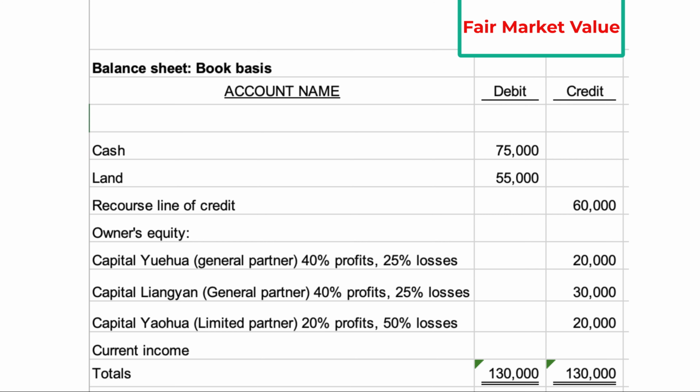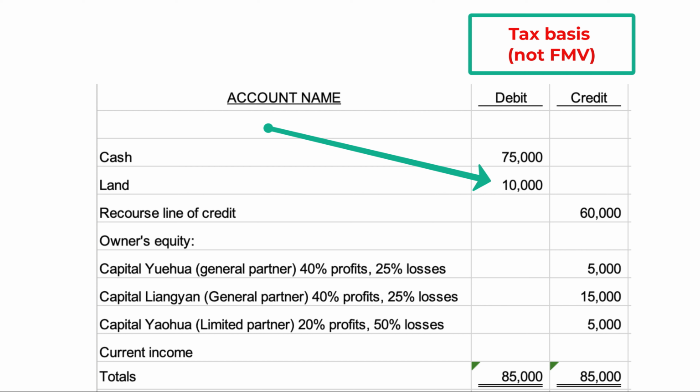A tax basis balance sheet is typically different than a fair market value balance sheet. Here, we can see the same partnership with a tax basis balance sheet. Notice that the land is stated at tax basis instead of fair market value. Also notice that the partners' capital accounts are stated at tax basis rather than fair market value. This is not the balance sheet to use when allocating recourse liabilities.